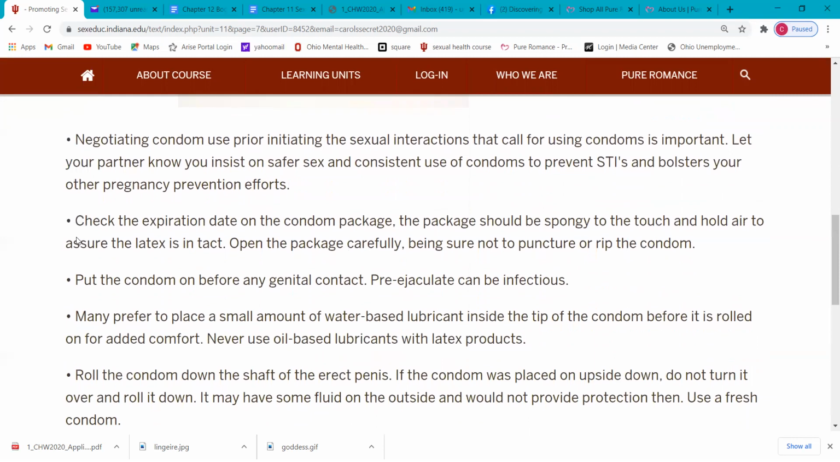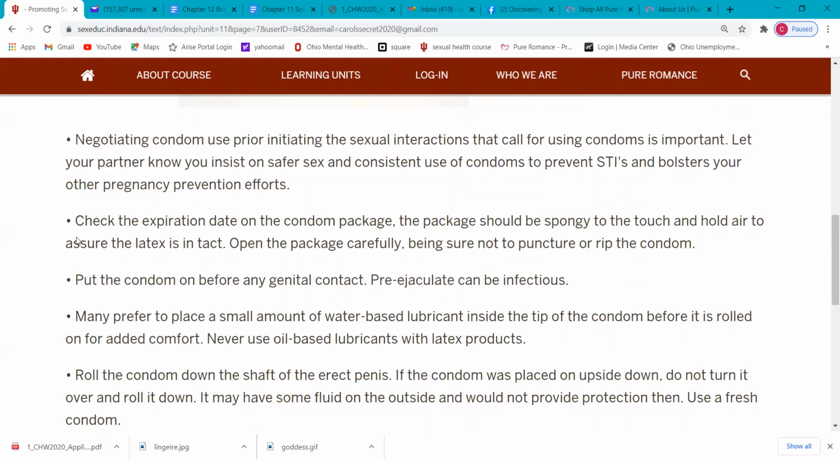All right, so negotiating condom use prior to initiating the sexual interactions is good practice. You want to make sure you check the expiration date on the condom package. The package should be spongy to the touch and hold air to assure the latex is intact. Then you also want to put the condom on before any genital contact. So don't start having sex and then go, oh, we do need to put it on. You want to do all that first because pre-ejaculate can be infectious.